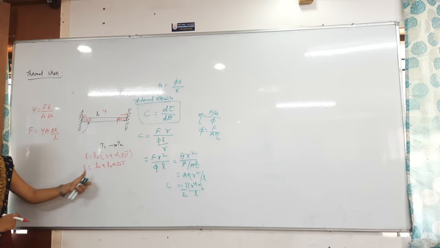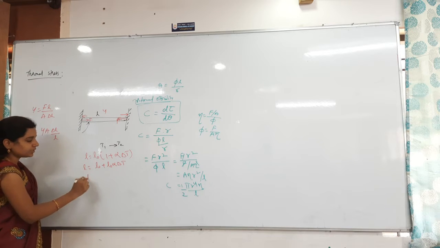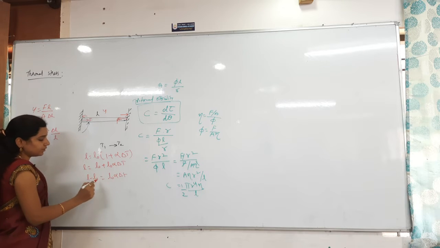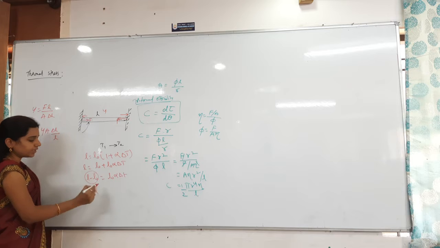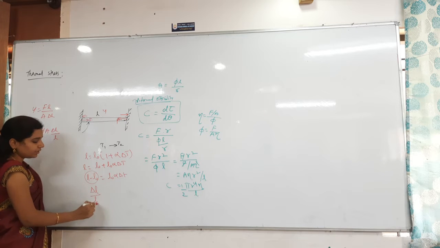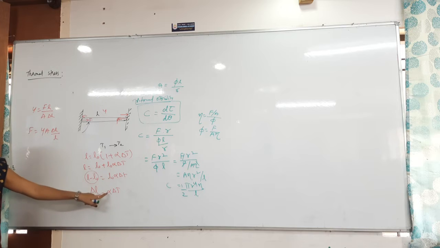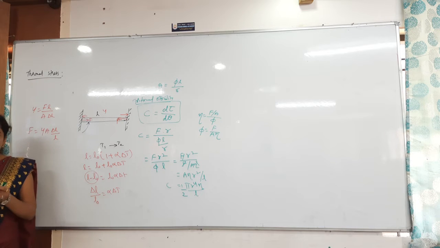So now what can I write? L minus L naught is equal to L naught alpha delta T. L minus L naught is nothing but delta L. Delta L by L naught is equal to what can we write simply? Alpha delta T. What is alpha here? Coefficient of thermal expansion, coefficient of linear expansion. Coefficient of areal expansion will be beta. Coefficient of volumetric expansion is gamma.